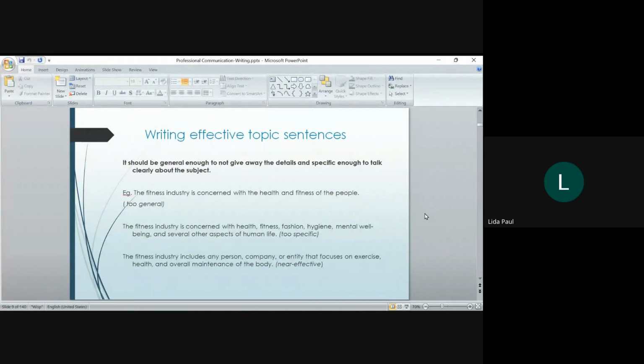Okay, now the last part here is about how to write an effective topic sentence, right? So can you go through the example that you see on screen? There are 3 sets of sentences, all 3 talking about the same thing, but they are 3 different sentences. Just go through that.